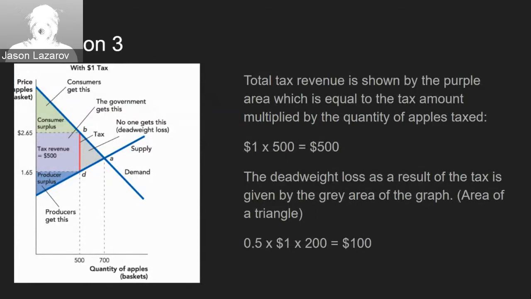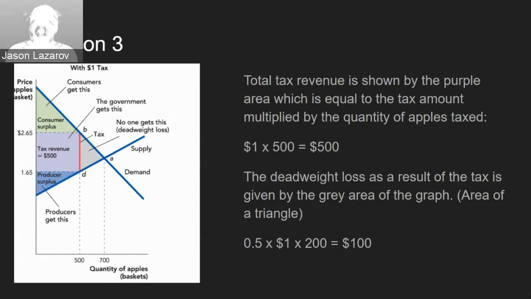And for question 3, total tax revenue is shown by the purple area. That is the quantity taxed times the tax amount. So it's the $1 tax amount times the 500 apples of quantity taxed. So it's $1 times 500, so $500 revenue.